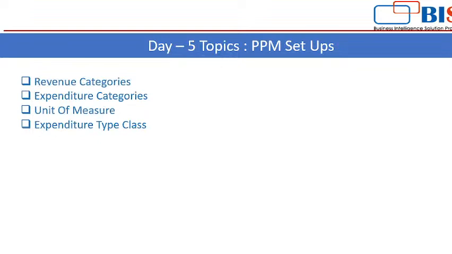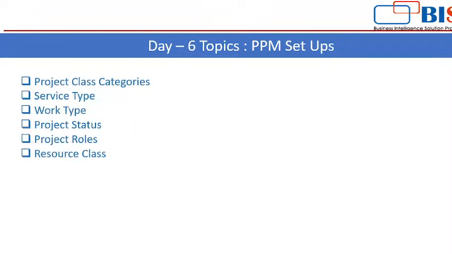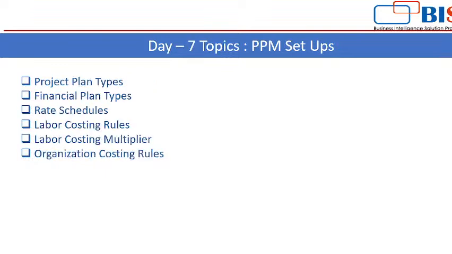In the day 5 we have seen how to create the revenue category. We have seen how to create the expenditure category and unit of measure. After creating all these 3 tasks, we have seen how to assign them while creating the expenditure type class. Then in our day 6 topic, we have seen how to create the project class category, service type, work type, and how to maintain the project status, project roles and resource class.